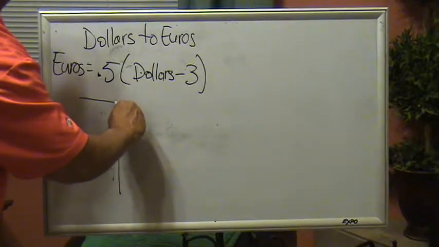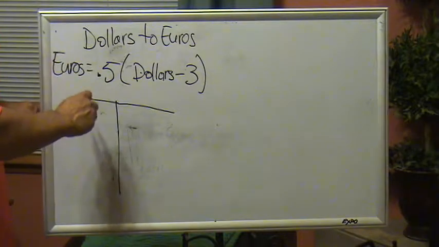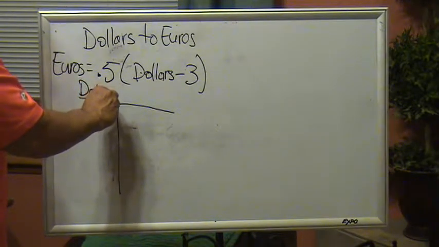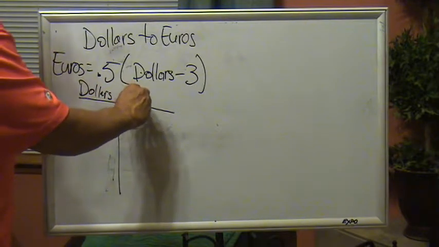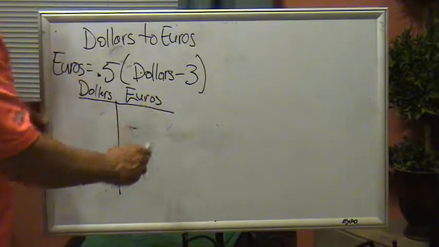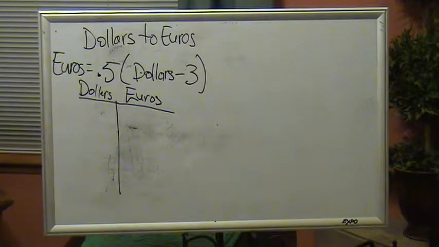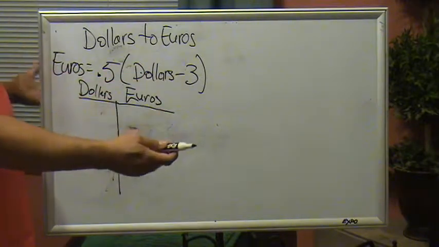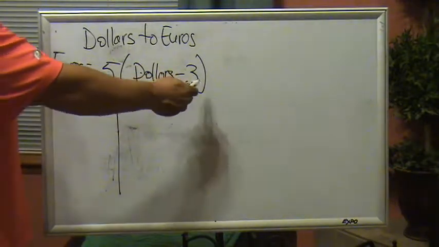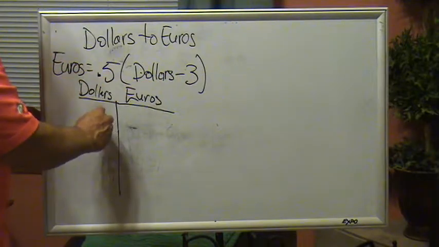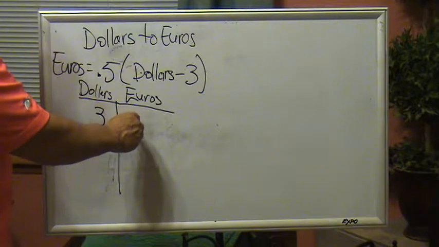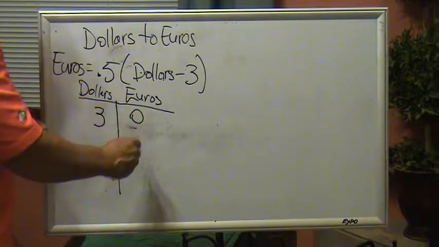Here you have your dollars, and here are your euros. So, for example, if you wanted to change just $3, it really wouldn't do you any good because they're already charging you an automatic $3. Putting this into the equation, you would actually get zero euros.